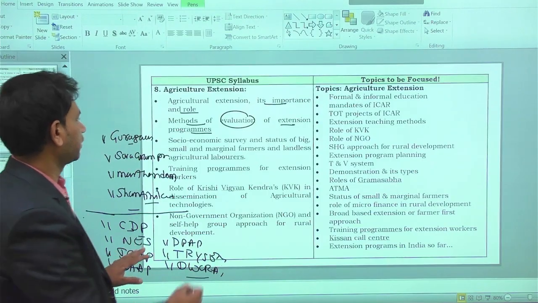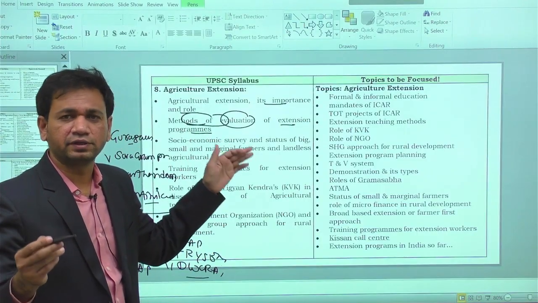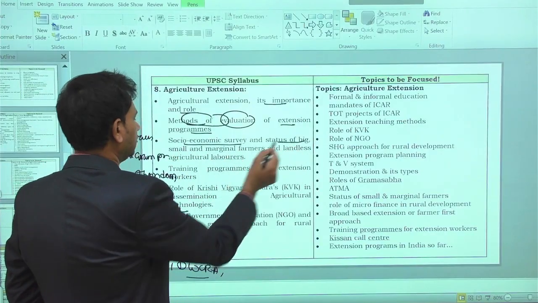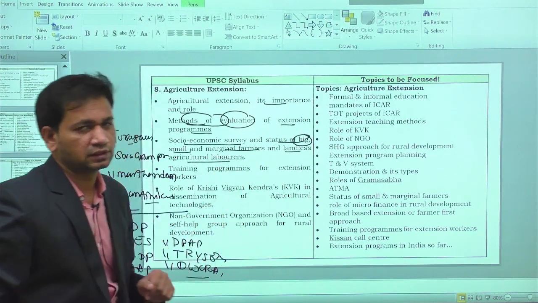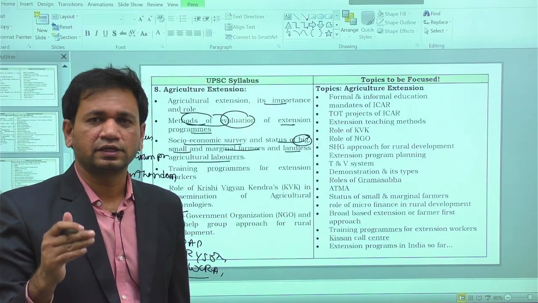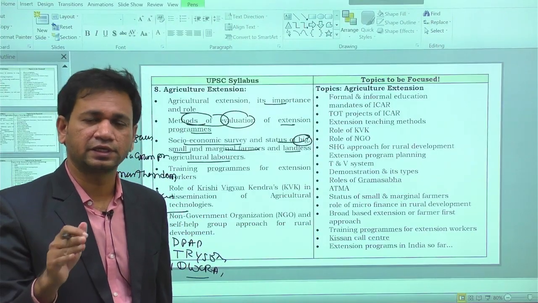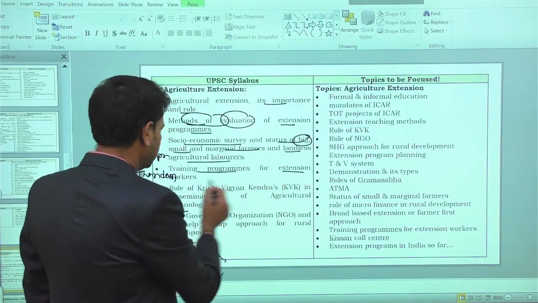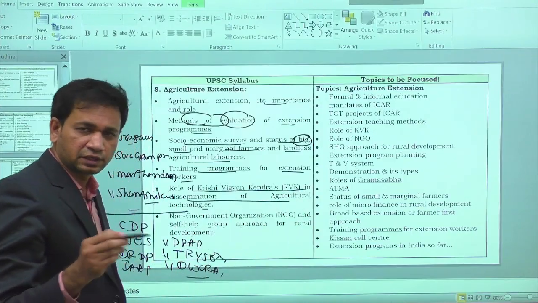So in these cases, we are having some methods for evaluating how the program is reaching the beneficiaries in the rural area. Then we are having the socio-economic survey and status of big farmers, small and marginal farmers, and also landless agricultural laborers here. Right? In these cases, we have some criteria to classify large, small and marginal farmers according to government initiatives taken to improve welfare conditions among the community. Then we are having the training program for extension workers, then the role of the Krishi Vigyan Kendra in the dissemination of technology in the rural area.